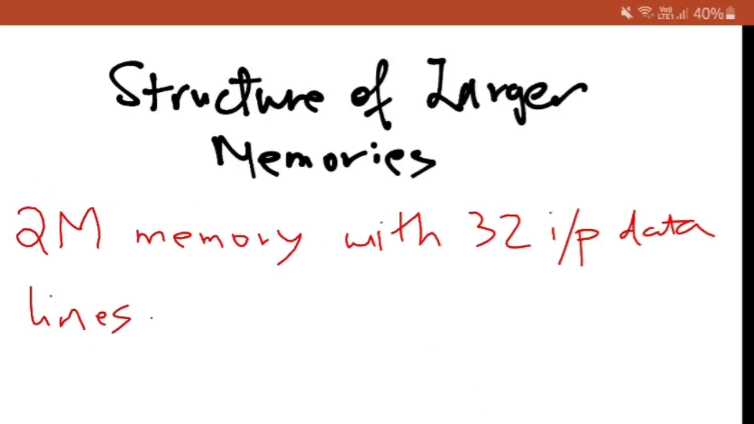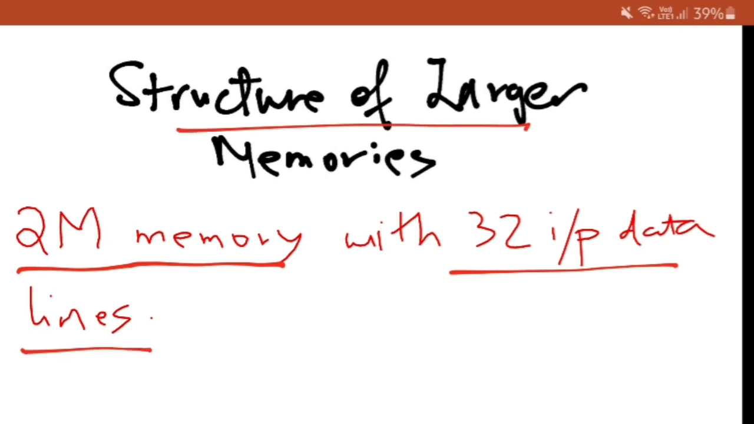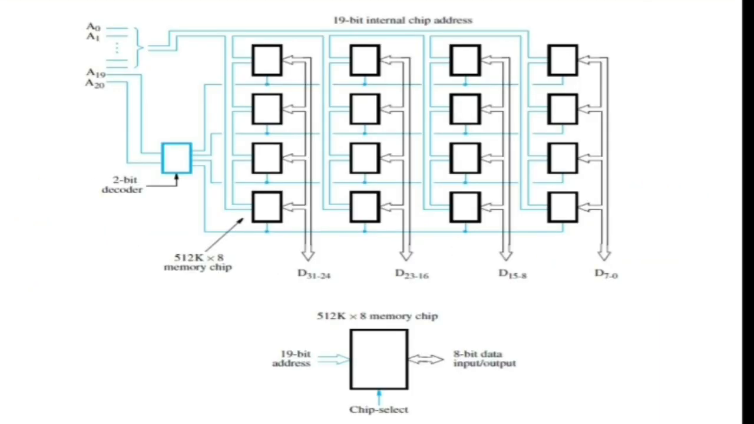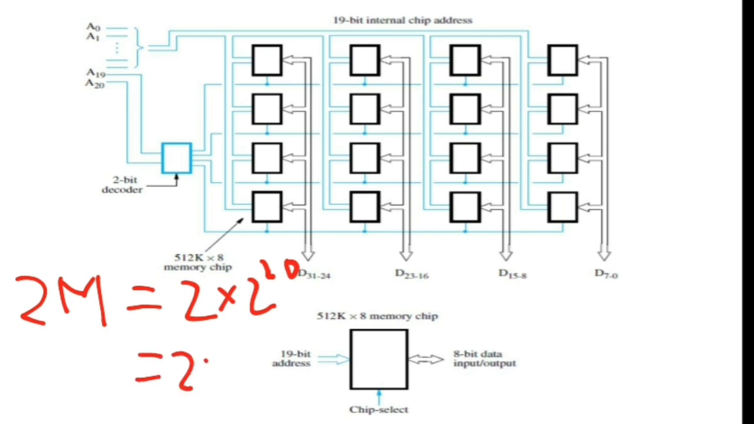Now here the question is to store 2M memory with 32 input data lines. What does this mean? This is the structure of larger memories. Remember, 2M memory with 32 input data lines. I have to store 2M memory cells. How much is 2M? 2M means 2 times 2 raised to 20, which is 2 raised to 21. So 2 raised to 21 memory cells are needed.